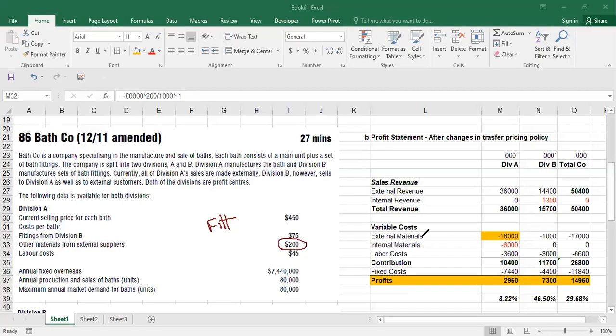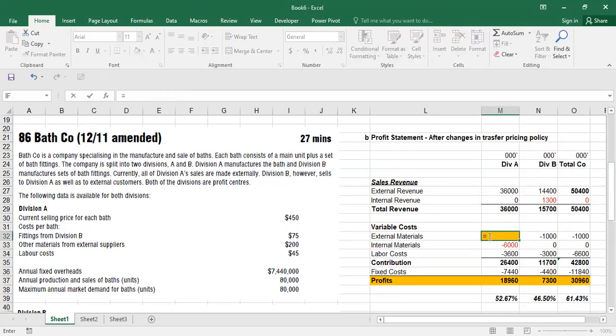See here, this division A, this number is wrong. This number is not correct. Because now division A will buy... Let me write down the numbers, okay? Let me write down the numbers just to be quick. Division A, what will happen? Division A was purchasing these 80,000 units from outside for 200. There is no confusion about that. So that number will remain there.